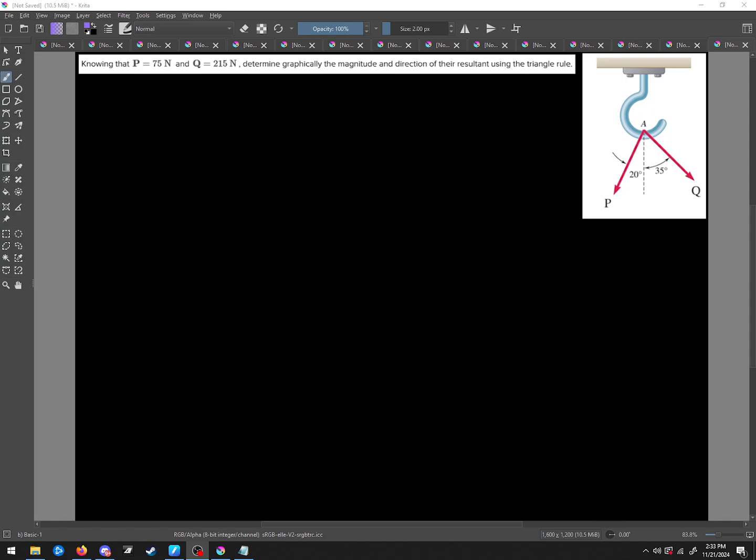Okay, so we're starting out by giving P is equal to 75 newtons, and that Q is equal to 215 newtons. Now it says determine graphically the magnitude and direction of the resultant using the triangle rule. So we've got Q, which we can draw here, and then P coming off of that.